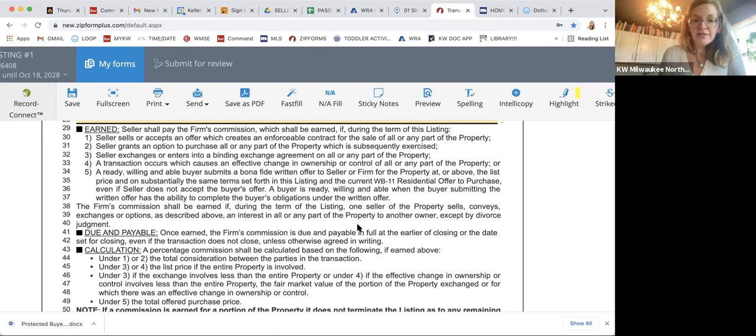I will say that I'm not going to spend too much time on points 2, 3, and 4, just because we don't see it often in residential real estate. But typically, if a transaction or if a listing expires and an offer falls apart, we as a firm are not generally enforcing earned commissions. It's just not really great business practice.